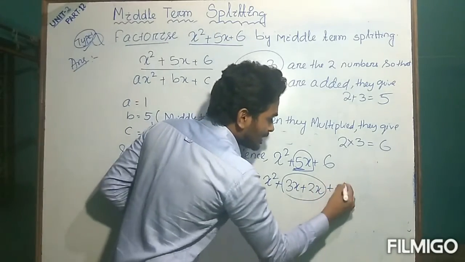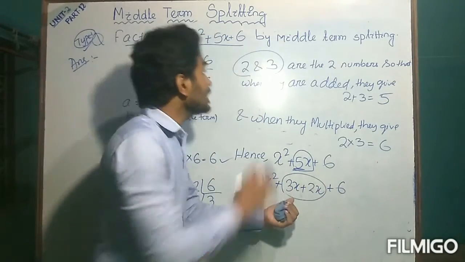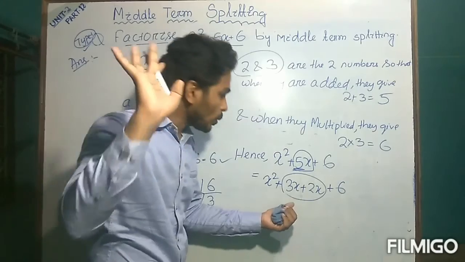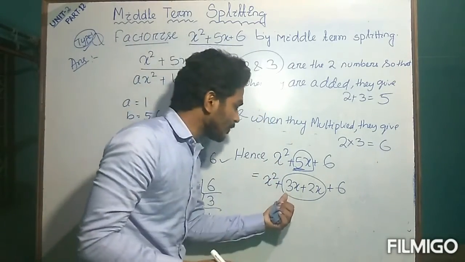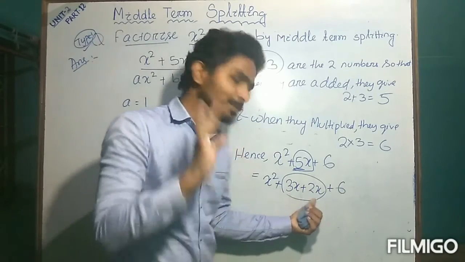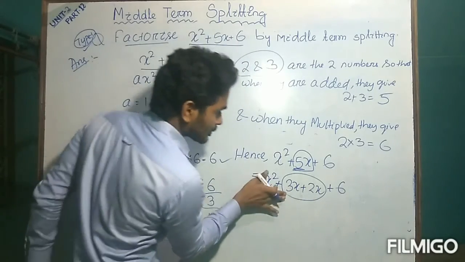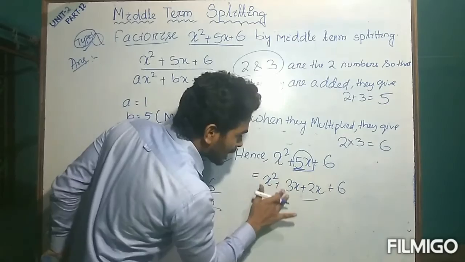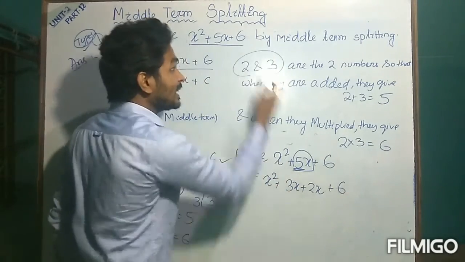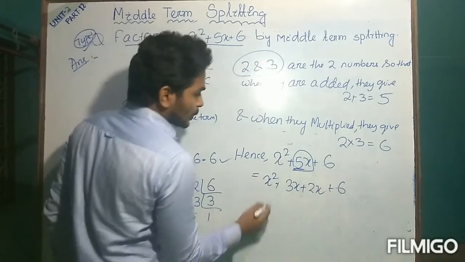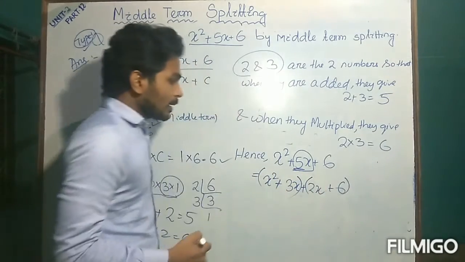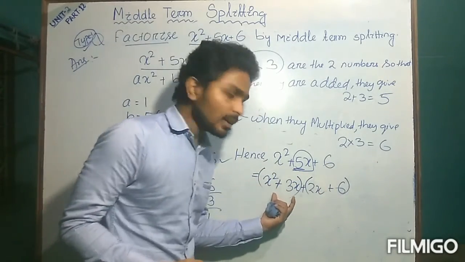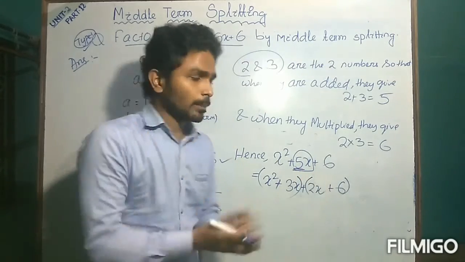Now the remaining part is 6. I can write 2 times 3, but always keep in mind you have to write the bigger number first, then the smaller number. Okay. Now 5 is divided into 2 parts, that is 3x and 2x. So put the bracket over the first 2 terms and last 2 terms.